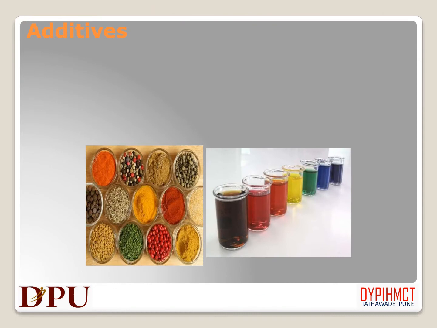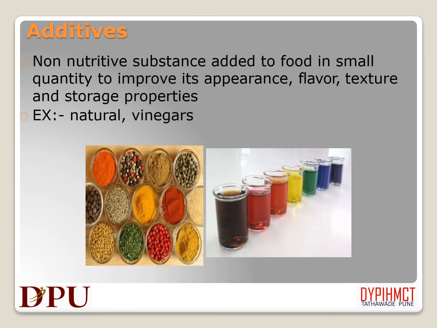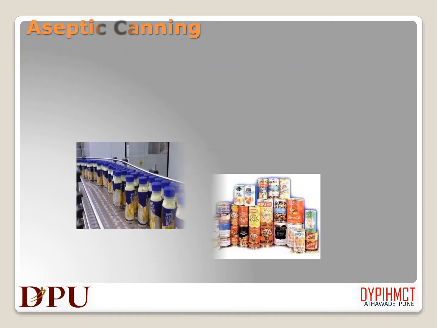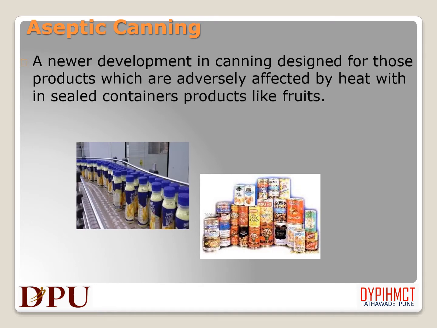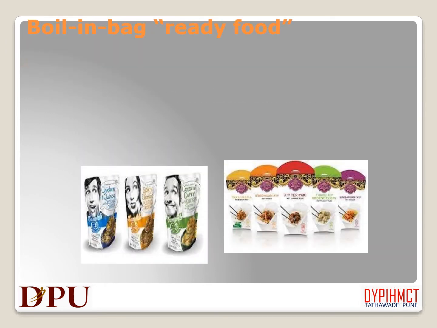In this slide we will learn about the additives process. Non-nutritive substances are added to food in small quantity to improve its appearance, flavor, texture and storage properties. For example, natural vinegars. In this slide we will learn about the aseptic canning process. A newer development in canning is designed for those products which are adversely affected by heat within sealed containers, products like fruits.